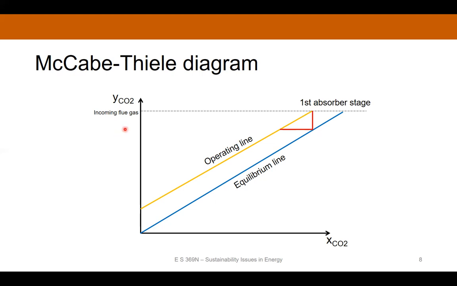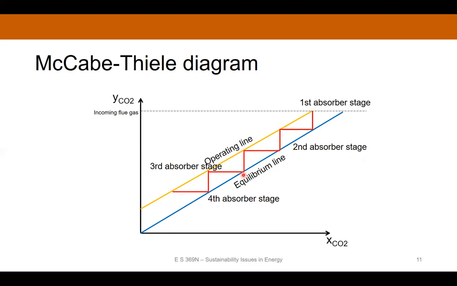Then we're going to be at the same composition of CO2 in the vapor phase, but we can pass this then to another absorber stage where, again, we're going to be operating above equilibrium. And so then we'll do the same thing again. Second absorber stage, we'll take up some more of the CO2 down to the equilibrium line, and then we'll pass it to another absorber stage. And we'll keep working on this process and so on and so forth.